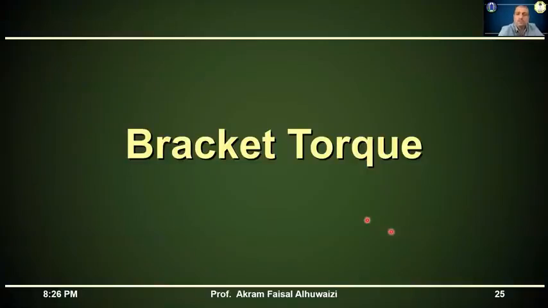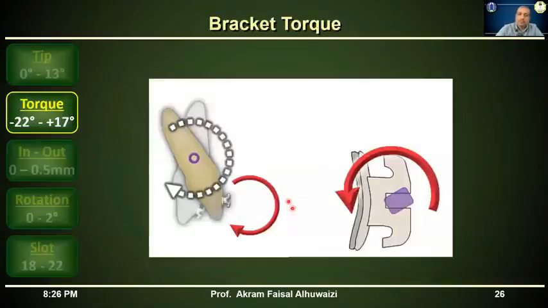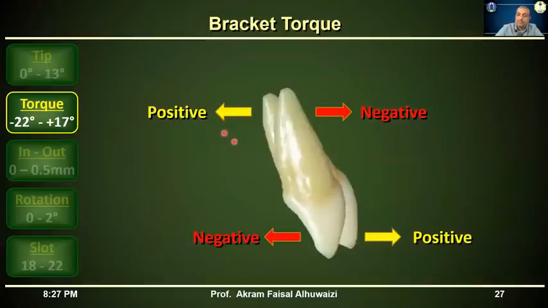Second part is the torque. And the torque of the bracket is generally, as stated before, the relationship of the wire versus the slot of the bracket. And it's going to generate a momentum that's going to rotate the tooth either buccally or lingually. Of course, there's negative and there's positive torque. Positive torque is generally when you push the root lingually and the crown labially. And negative torque is when you generally push the root labially and the crown lingually.